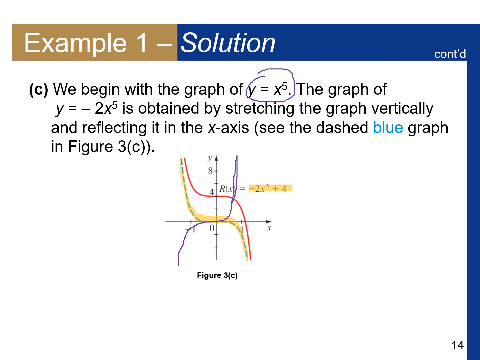And then I know that it is -2x to the fifth, so I flip it around the x-axis. The 2 is what gives it its steepness here. Again, plugging in a couple points will help. And then finally, I see this +4 on the end, and that means I'm going to take the entire thing that I flipped around the x-axis, and I'm going to lift it up 4.